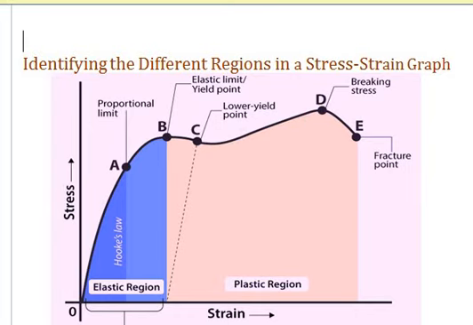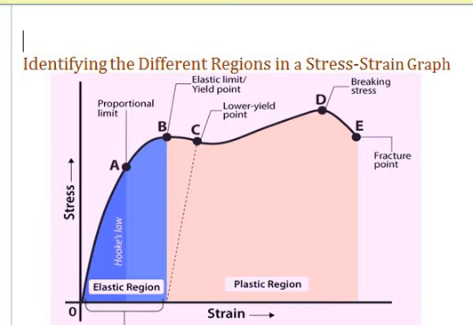And as you continue applying the load or stretching it, it will reach a point where the breaking stress is reached, and shortly after that, fracture occurs. So from point O, the origin, to point B is where the elastic region is observed, while from point B to point E is where the plastic region is. That is, when you remove the load, it won't regain its exact original form.